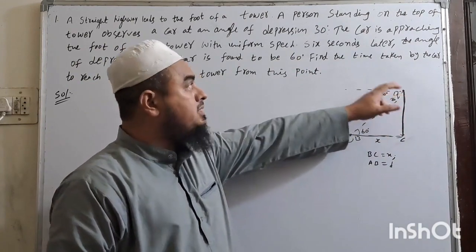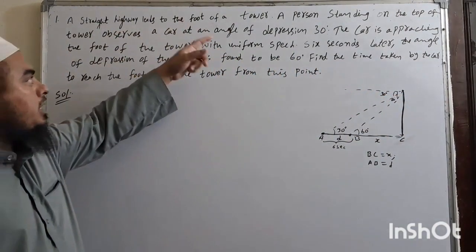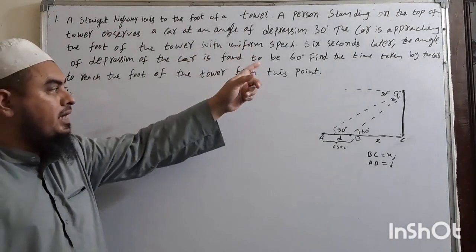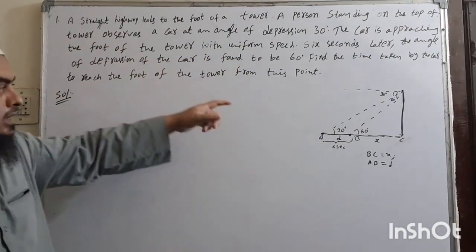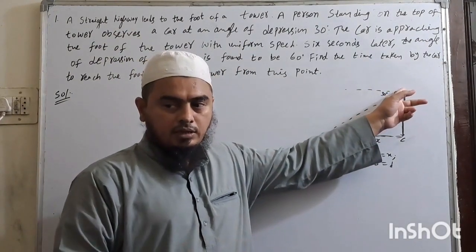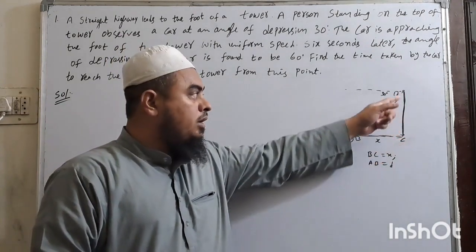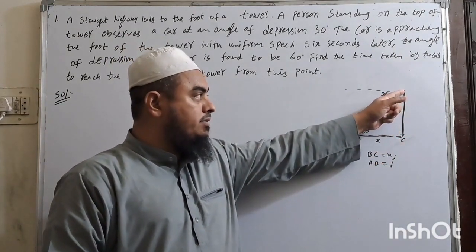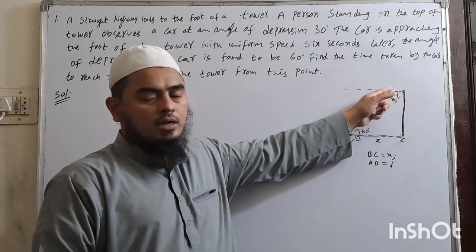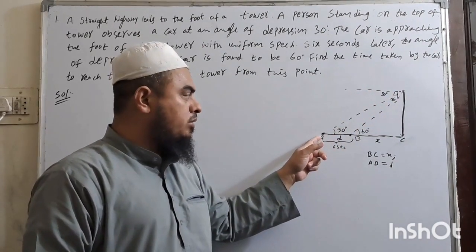So here somebody is standing. A straight highway leads to the foot of a tower. A person is standing on the top of the tower. So this is the top of the tower from where he is observing that a car is coming towards the tower. Okay. So first, when he observes with an angle of depression of 30 degrees, the car is located at A position.